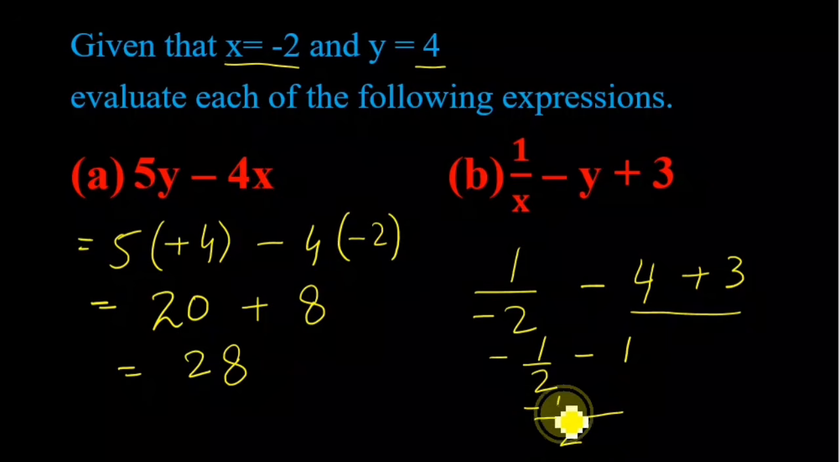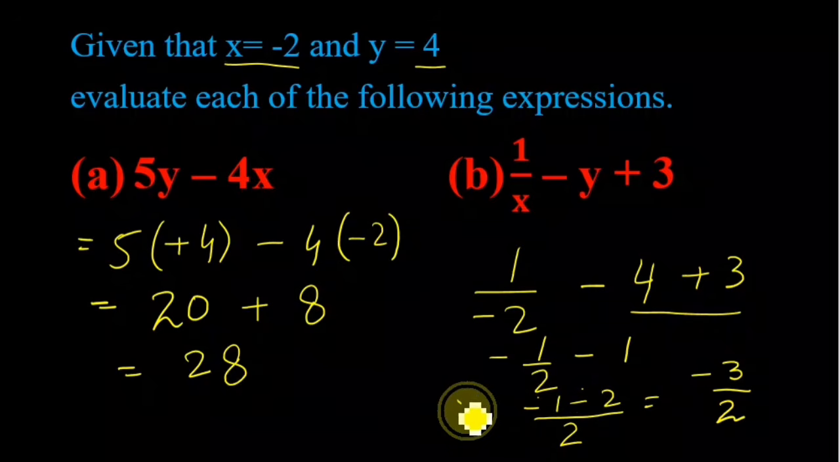Now what will be the LCM? 2 is the LCM. So minus 1 minus 2 ones are 2 is equal to minus 3 over 2. This is an improper fraction, so leave your answer in the simplest form by dividing minus 3 by 2. We will get the answer in simplest form, that is in mixed numbers, minus 1 whole number and 1 over 2. That is the simplest form of this question.